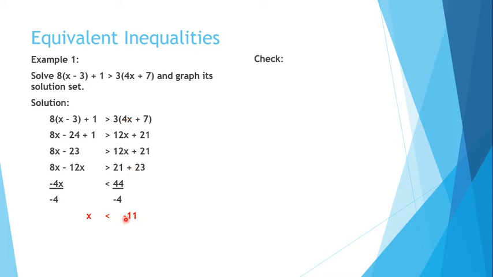Now what are the numbers that are less than negative 11? That is negative 12, negative 13, negative 14. So you must get a number that is less than negative 11 for it to satisfy our inequality. Any number that is negative 11 or greater than negative 11 will never satisfy our inequality.